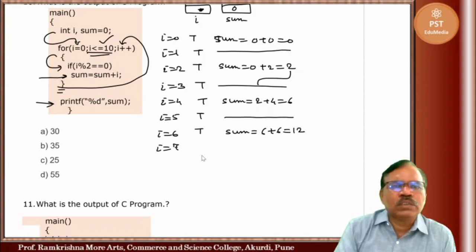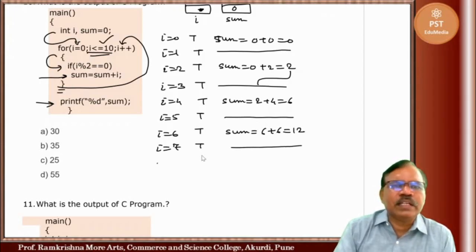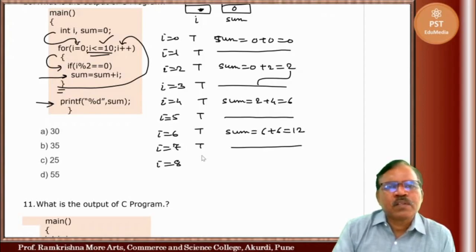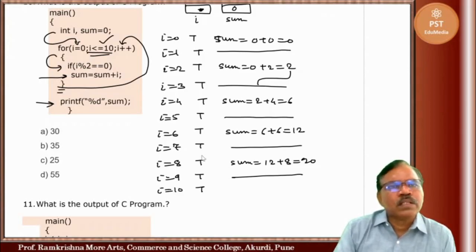Then i equals 7, the condition is true, but the if condition is false, so this is not executed. i equals 8, the condition is true, the if condition is also true, so sum equals earlier sum 12 plus i is 8, so it is 20. Then i equals 9, the condition is true, but the if condition is false, so the sum statement is not executed. Then i equals 10, true, the if condition is also true, so sum equals 20 plus 10, so you will get 30.